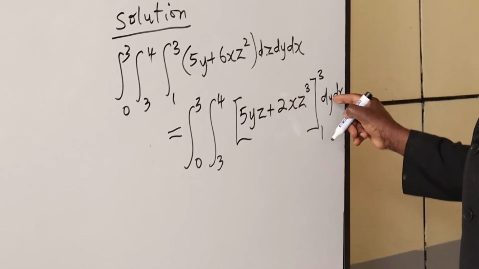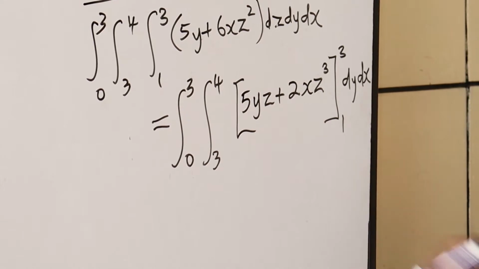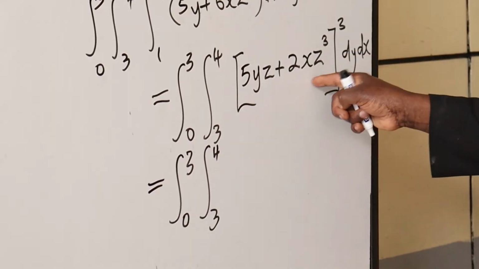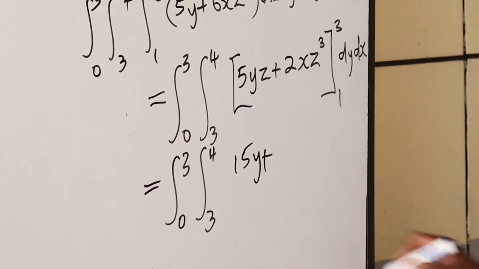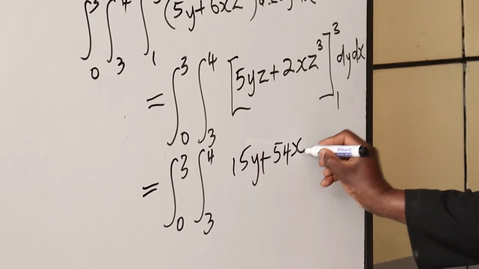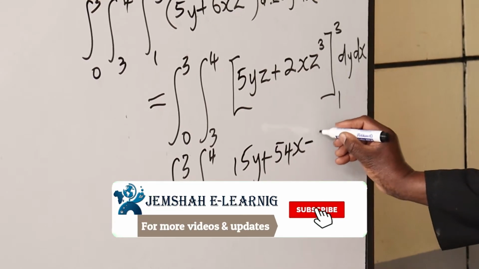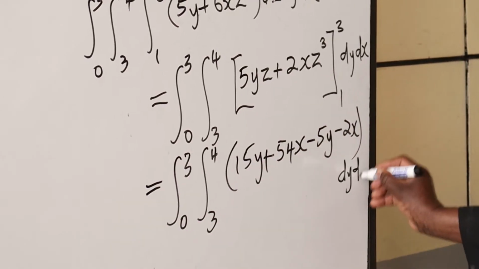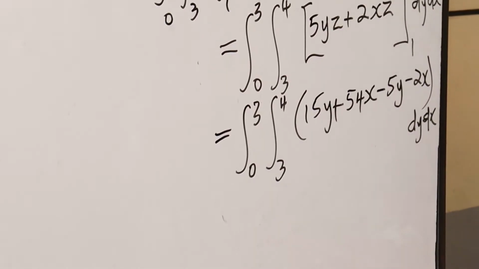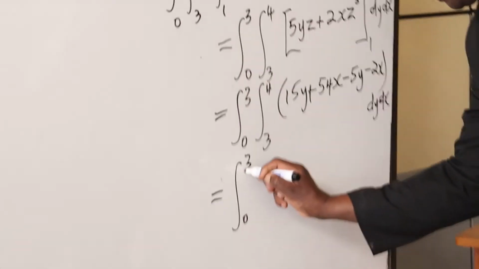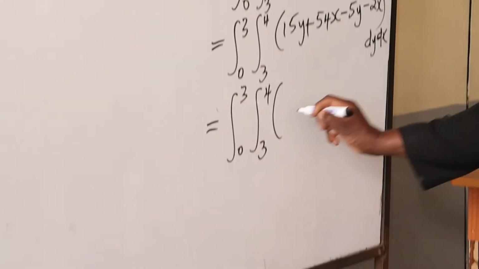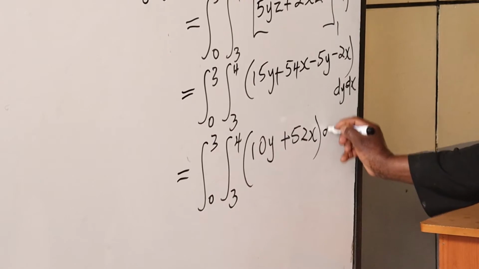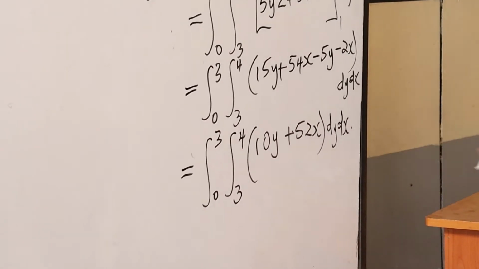Then we are yet to integrate with respect to y and with respect to x before we finish. So this will be equal to the integral from 0 to 3, from 3 to 4. When we insert limits for z, we are going to get 15y plus 54x minus 5y minus 2x. Then we still remain with dy dx. This simplifies to the integral from 0 to 3, the integral from 3 to 4 of (10y plus 52x), with respect to y and then x, dy dx.